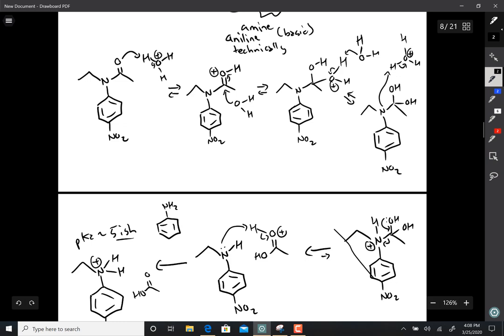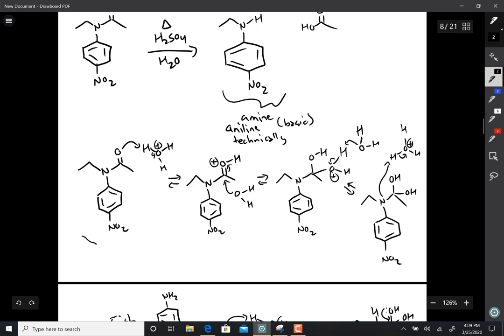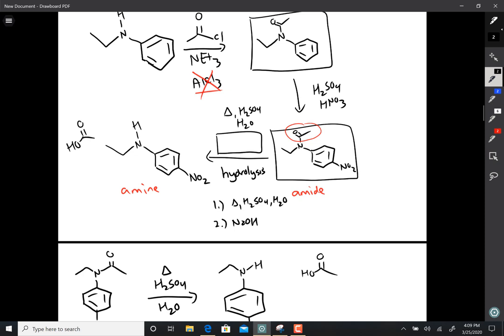Now, technically, the product of just heat, acid, and H2O is actually the protonated amine. If you show it that way, fine. If you did this reaction, you could have done that with heat, acid, and water. And you could have also done a second step here, sodium hydroxide, to basically deprotonate this again. But in this class, we're not going to worry about the protonation state of nitrogen, whether it's protonated as an ammonium or not.